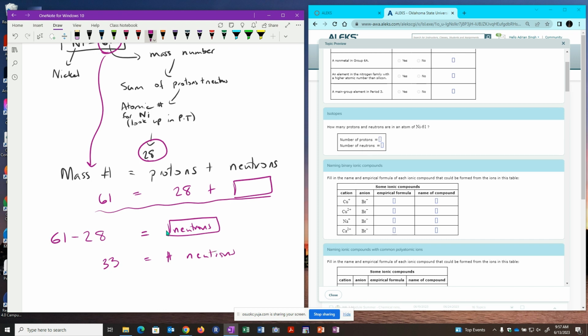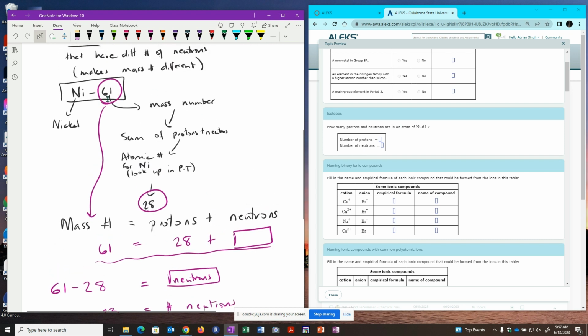Okay, so the math involved here is fairly straightforward. Maybe the most challenging thing is this relationship, right? The mass number is the sum of the protons and neutrons, and the number of protons you can always find from the periodic table, as long as you know what element it is that you're dealing with.